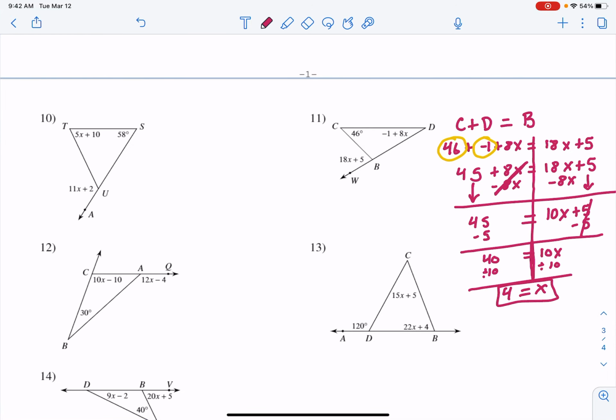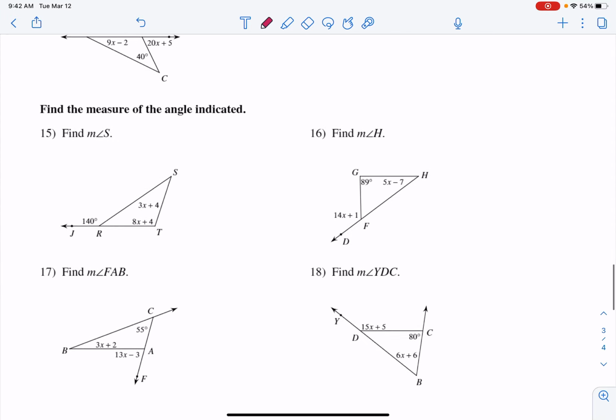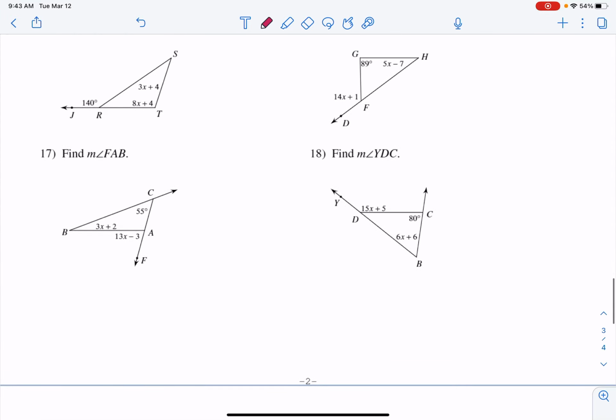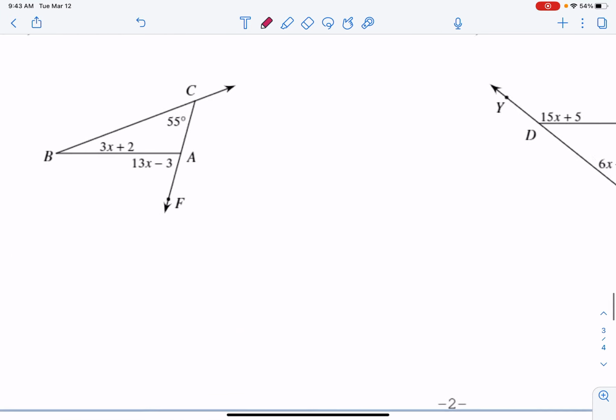All right, let's do one more together. I'm going to jump down to the bottom here. Make sure we do these more challenging ones together. So number 17.